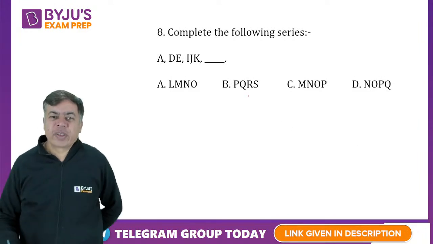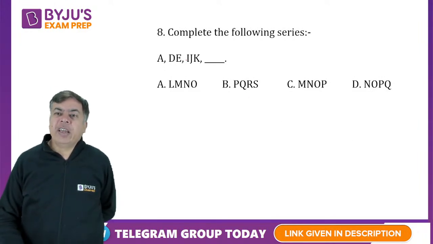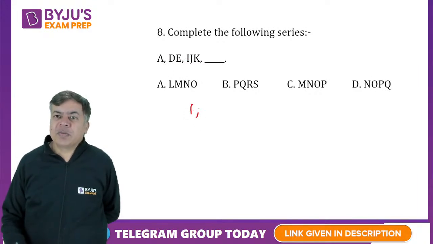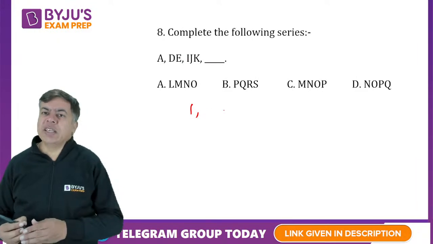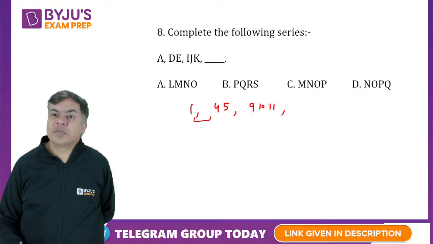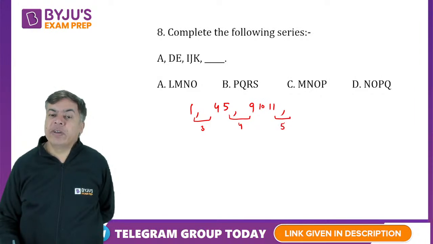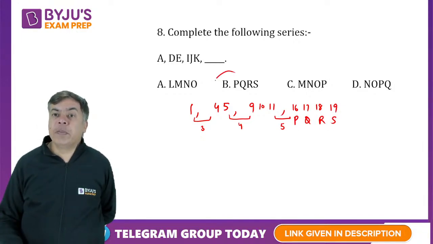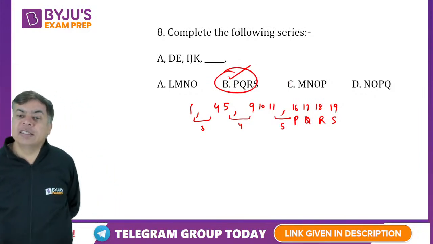Okay, let's see. So here, A, D, E. If you write the number, just see. Yes, always, Pratham, it is always for all the exams. Right now, 1, then 4, 5, then 9, 10, 11. See, here the gap is 3. Here the gap is 4. Now gap should be 5. 11, 16, 17, 18, 19. So starting with P, Q, R, S. So it should be P, Q, R, S. That is B option should be the correct answer.